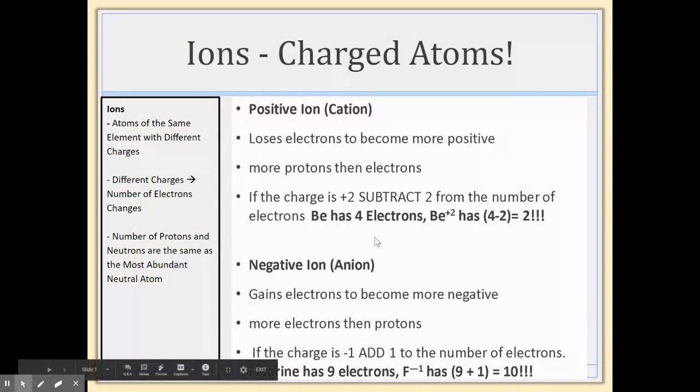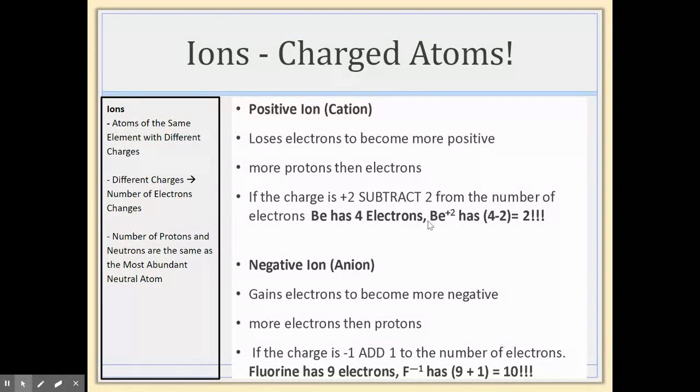So because we're gaining and losing electrons, and the electrons are negatively charged, when you lose a negative electron, the atom becomes more positive. When you gain a negative electron, the atom becomes more negative.